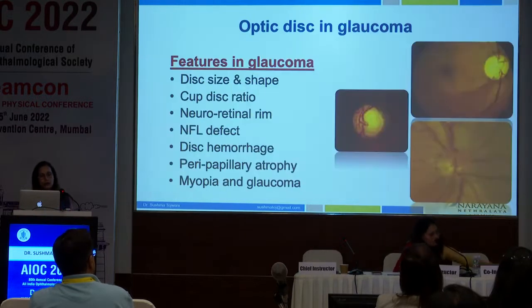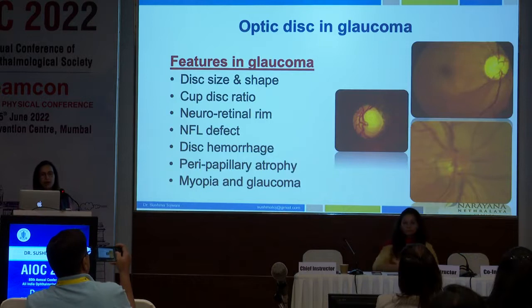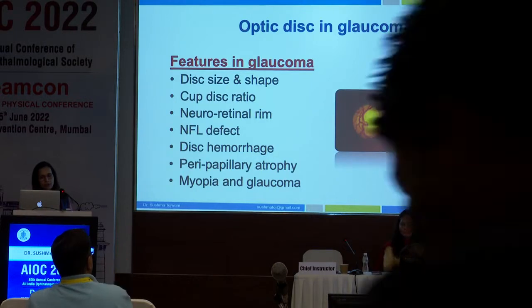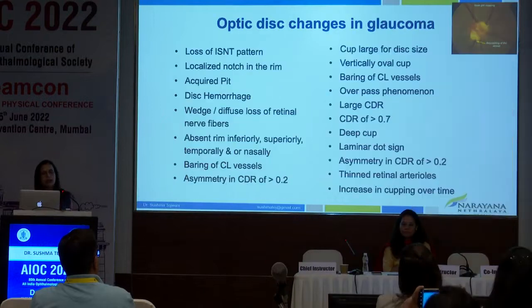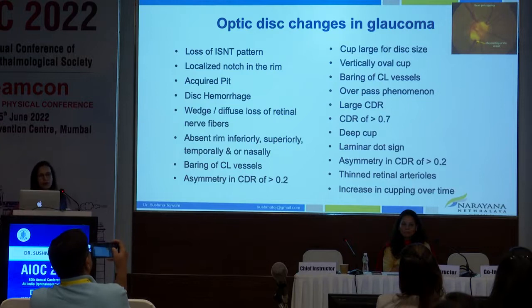Now, so we know this is how we look at it, and now I will be taking you through the different features in glaucoma, and we will be talking about each one of these topics. So these are the different list of optic disc changes that you see in glaucoma, that is loss of ISNT pattern, disc hemorrhage, and different defects. I'm not going to read through that.